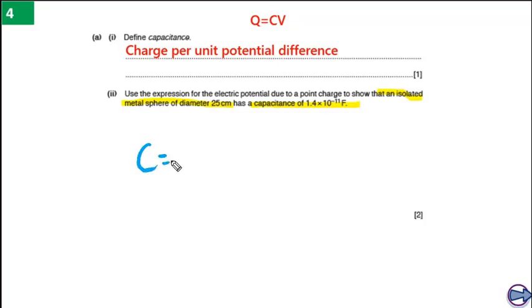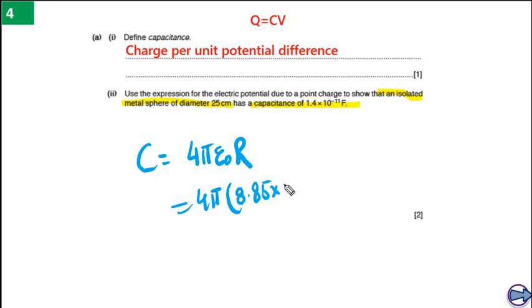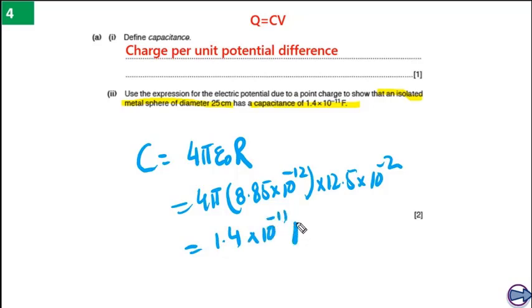So we have found that C is equal to 4 pi epsilon naught times R. The value of epsilon naught is the permittivity of free space. This is 8.85 times 10 to minus 12. And the radius is 12.5 times 10 to minus 2. We just need to multiply. Our final answer will be 1.4 times 10 to minus 11 farads.